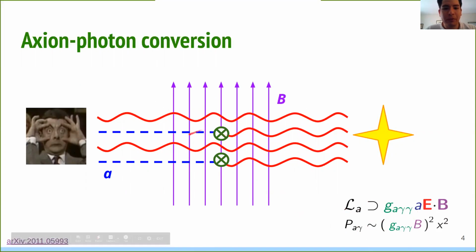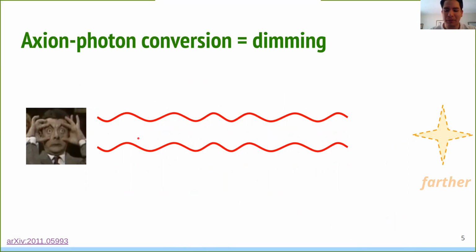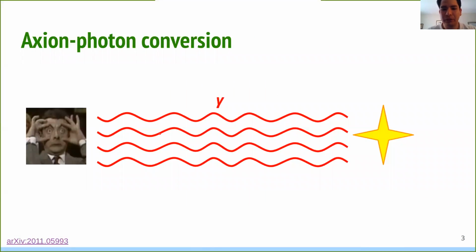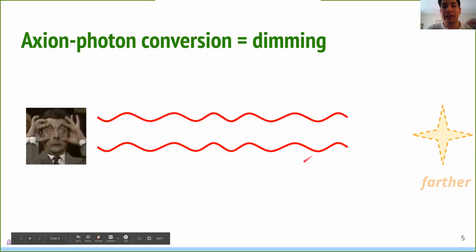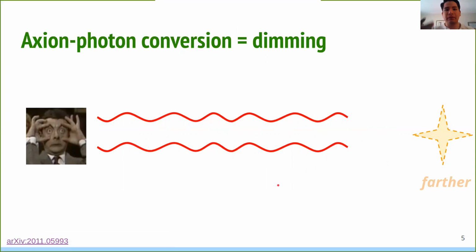As a result of this, some of these photons will convert into axions, and that means that at the end of the day, you end up with fewer photons than you started with. So you have your source emitting a bunch of photons, some of them convert away into axions, and you end up with this. This is called, unsurprisingly, dimming. So some photons are converted into axions, and you can get fooled into thinking that the source is farther away than you would initially think, because when something looks dimmer, you can think it's farther away. So it's an interesting phenomenon, that of dimming through axion-photon conversion, and we can go ahead and test it and see if we can put bounds on axion-photon couplings.